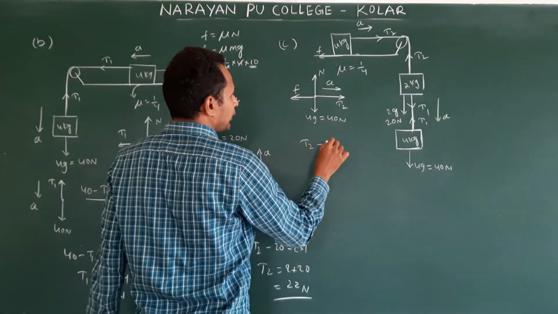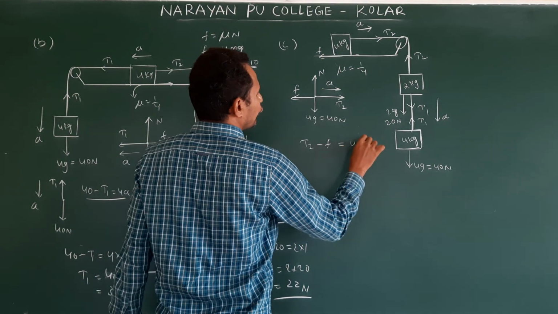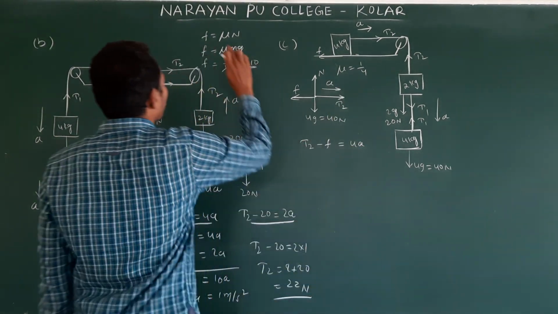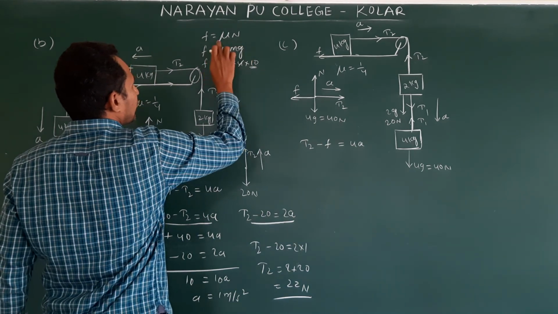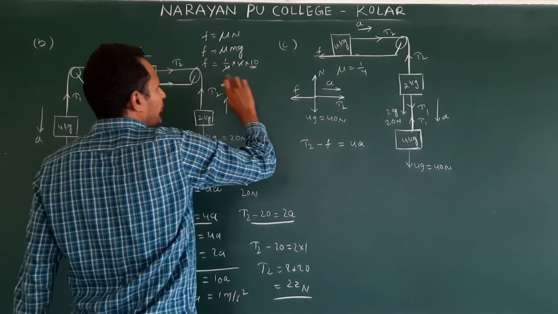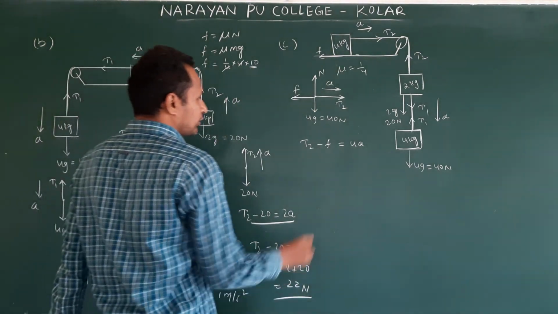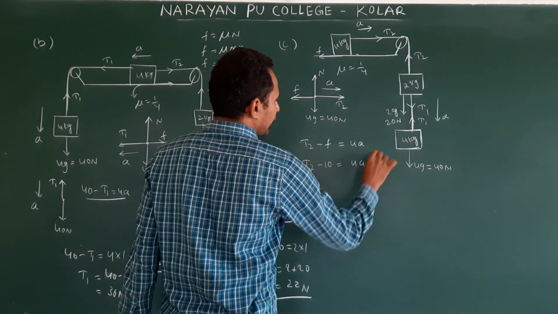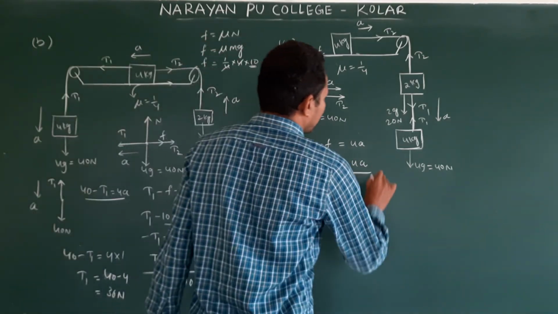So T2 minus F is equal to 4A. What is F? F is equal to mu mg, mu N. Again it is the 4 kg object only, so it remains the same. F is equal to 10. So T2 minus 10 is equal to 4A. Okay, this is equation 1.